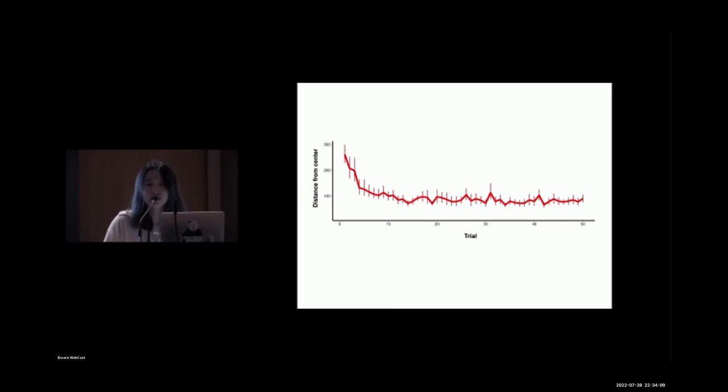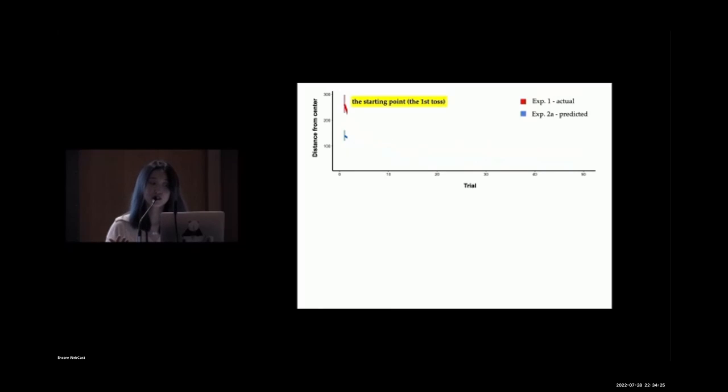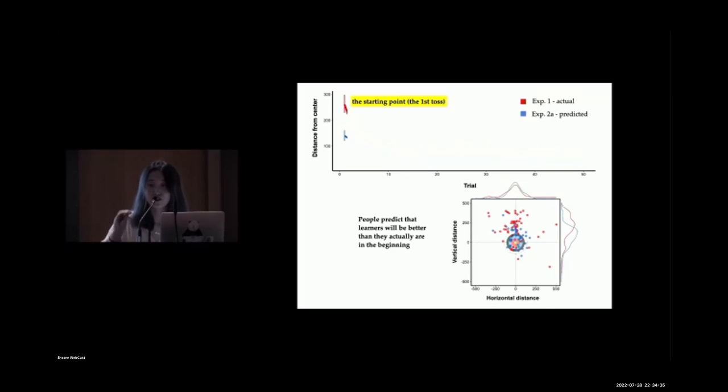So here, what you're seeing is just the average learning curve from experiment 1. And now I'm laying on top of it the average predicted learning curve from experiment 2A. Right off the bat, you can see that there are some discrepancies between those two learning curves. More specifically, if you look at the starting points, you can see that people predicted learners to perform better initially than they actually do. And for a more direct visualization, you can see here that participants' actual performance in red is more spread out than the participants' predicted performance for this very first task.